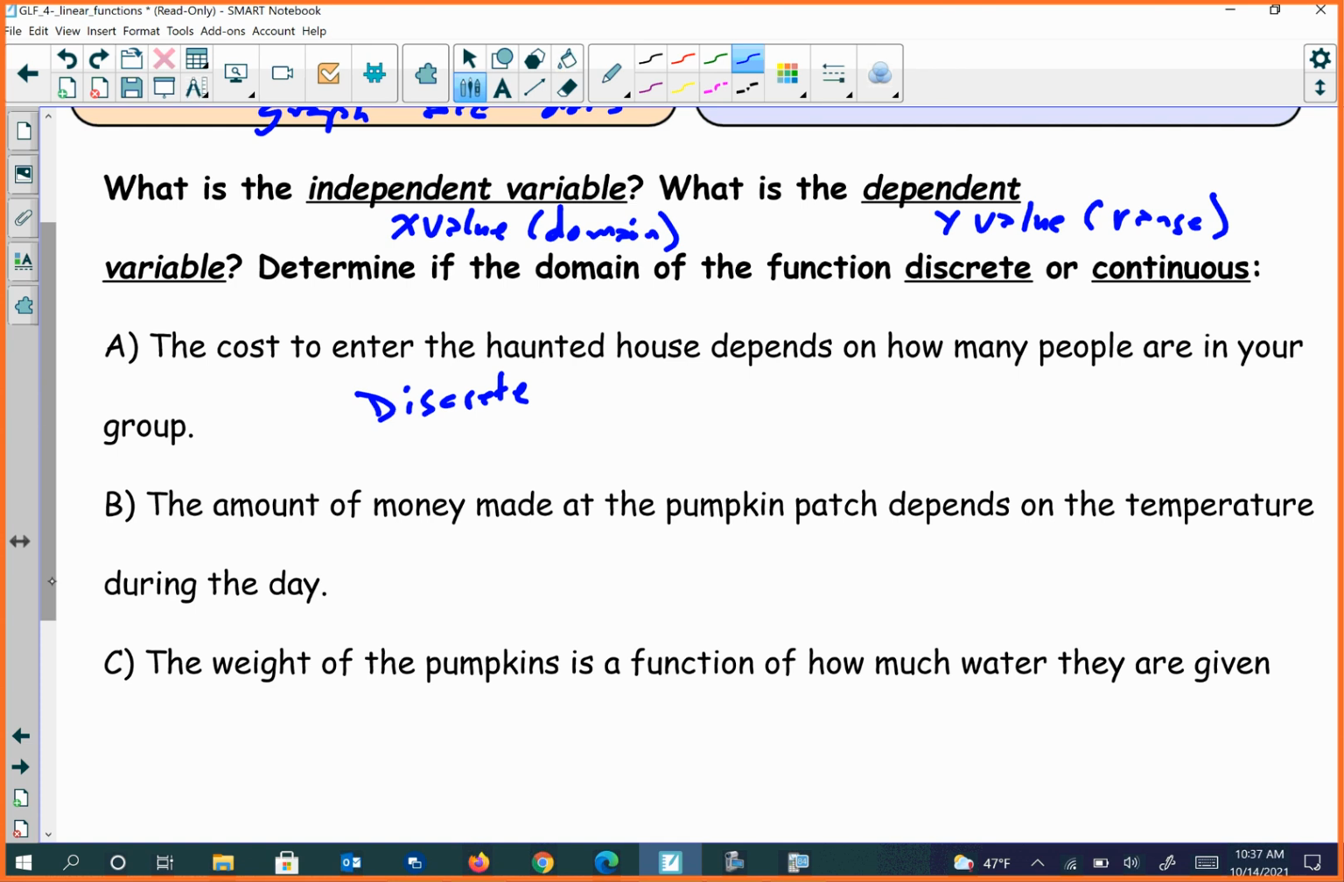The amount of money made at the pumpkin patch depends on the temperature each day. Temperature, discrete or continuous? Continuous, yeah. The weight of pumpkins is a function of how much water they are given. If I go and use my water hose on a pumpkin patch, do I know exactly how much water I put out there? It might have been on for 10 minutes, but I might have had it on high, medium, low, turned it up a little bit. So this would also be continuous.